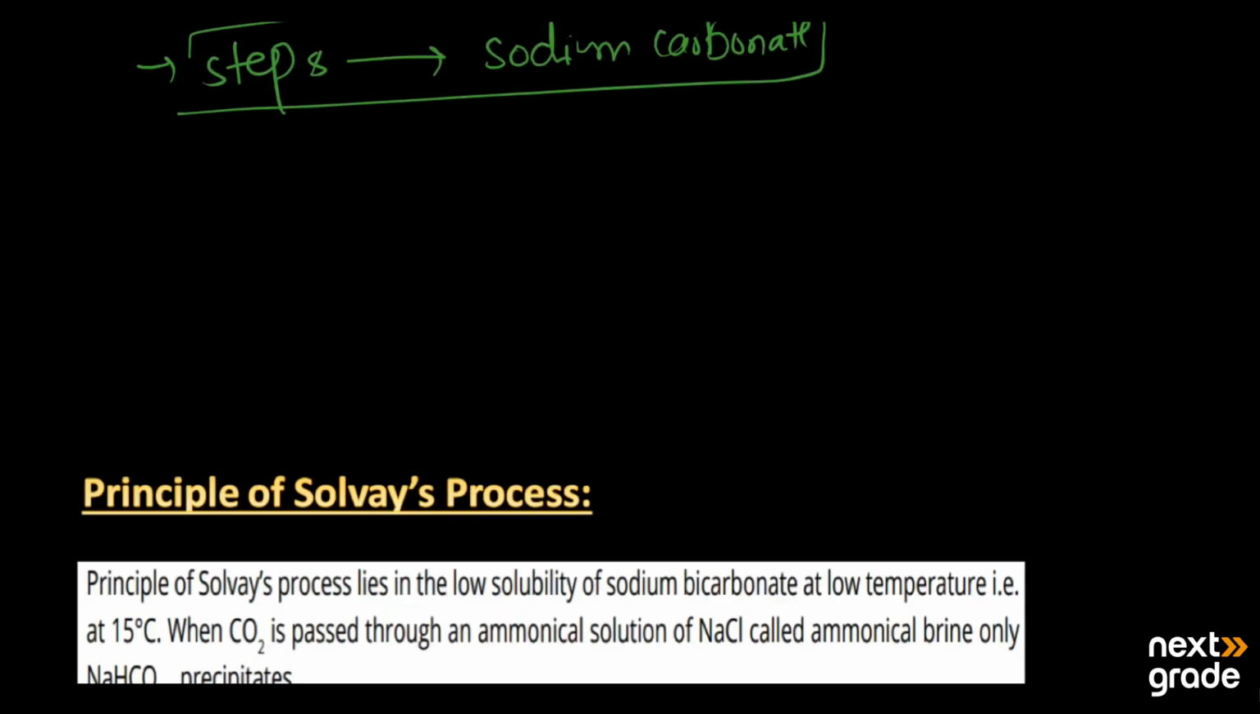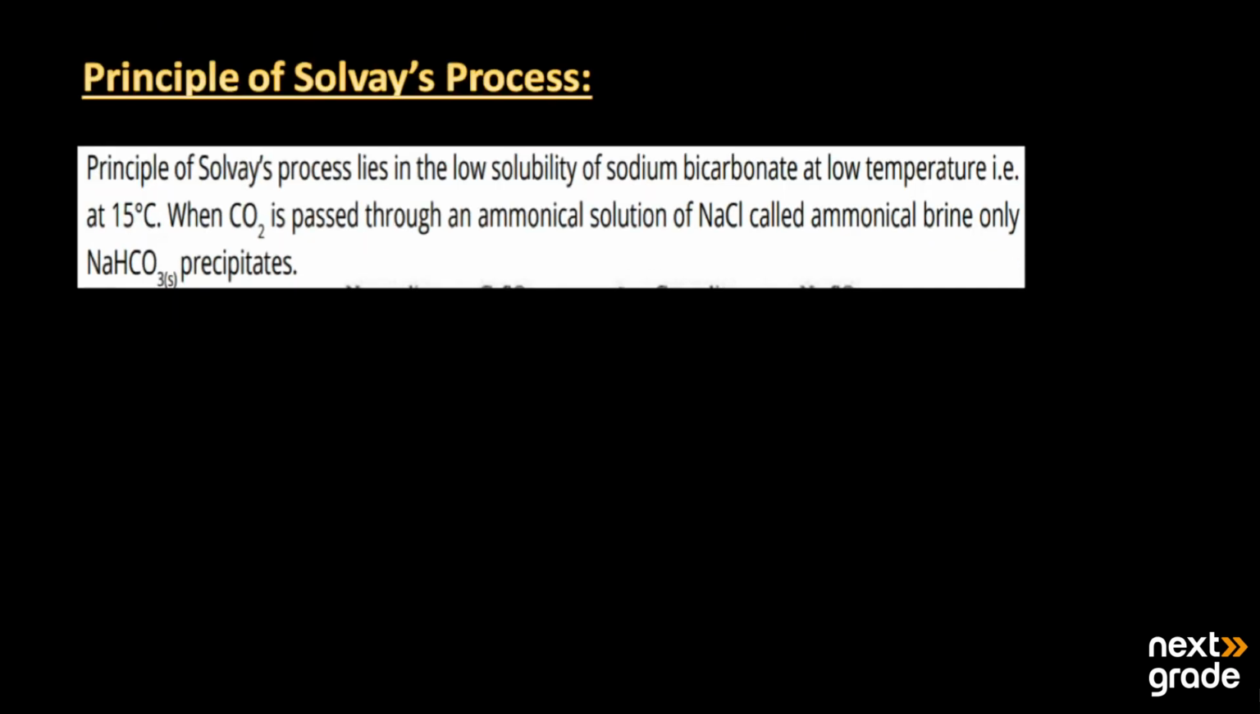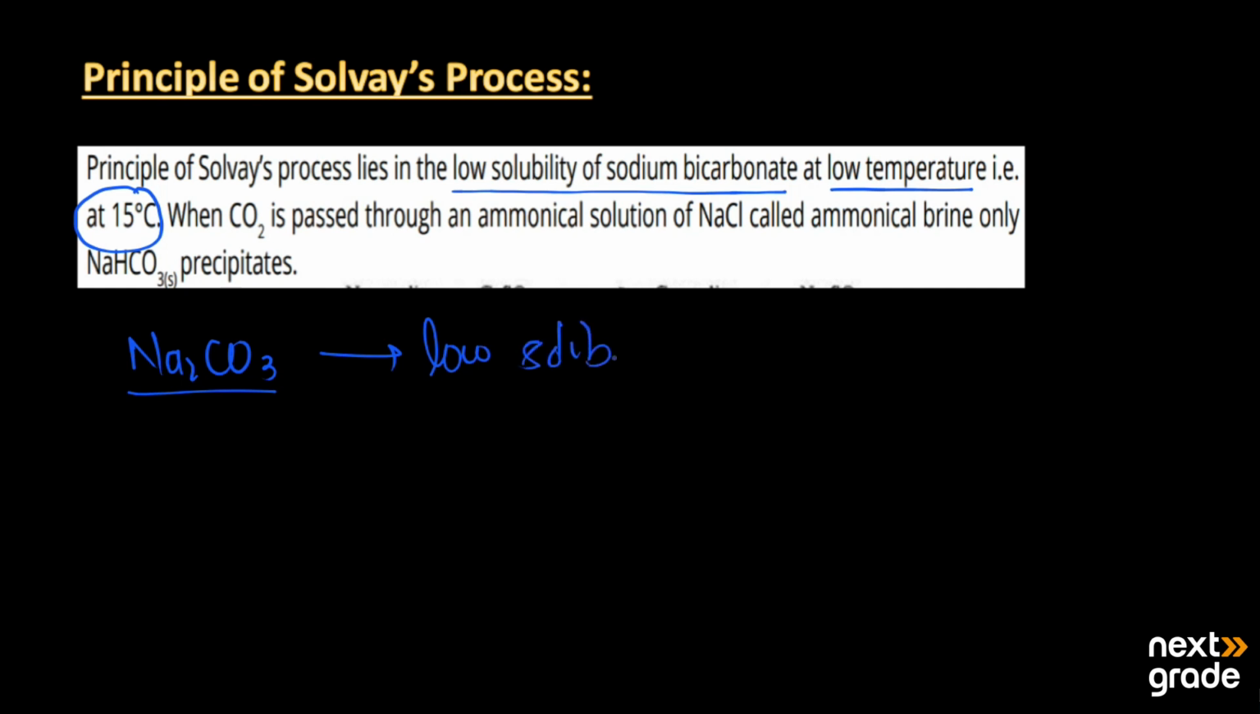Now let's have a look at the principle on which the Solvay process works. It basically lies on the low solubility of sodium bicarbonate at low temperature, and the temperature we have is 15 degrees Celsius. Basically, when sodium bicarbonate is prepared in this process, it has low solubility, and here the temperature drops to 15 degrees Celsius.